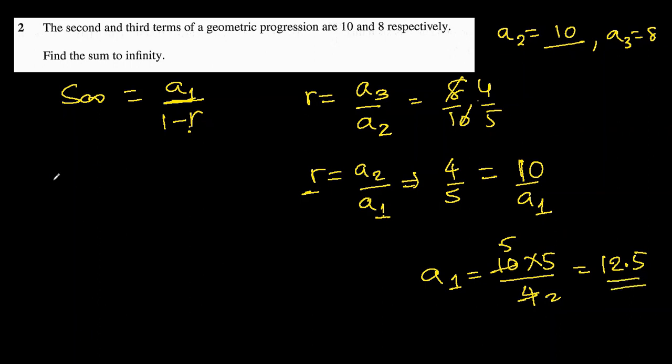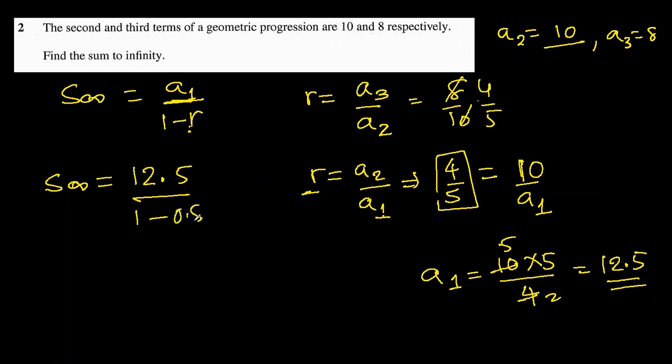And now we can find S infinity, since we know this is 12.5 over 1 minus R, and 4/5 is R, right? We can write it equal to 0.8. So 12.5 divided by 0.2 will be 62.5. This is the sum to infinity.